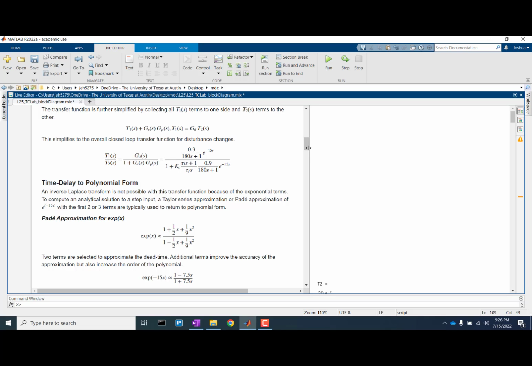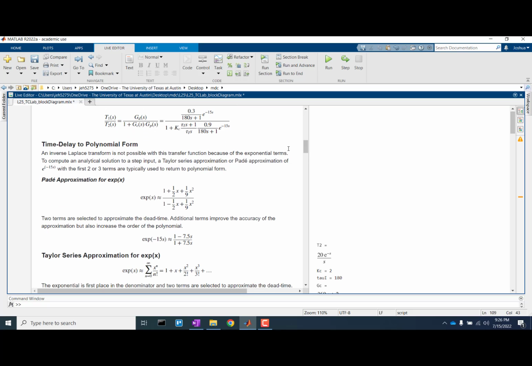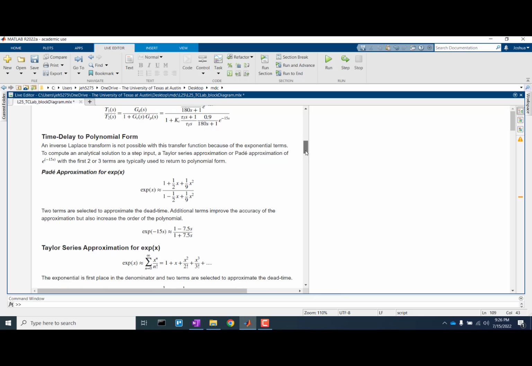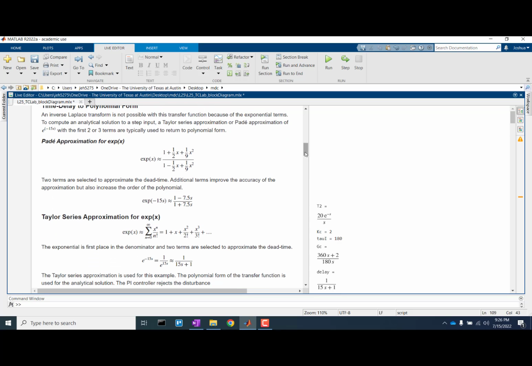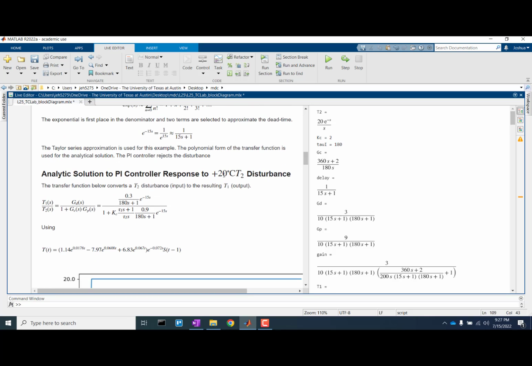You'll notice, as we discussed too, there's two ways for us to approximate this time delay polynomial. That's a nice thing about these linearizations. We talked about them earlier in class, and we'll use them for times like this, where these series could go on infinitely, and instead we just take a close approximation, and it's good enough for what we're doing in all practicality. So let's look now at the analytic response to the 20-degree Celsius disturbance.